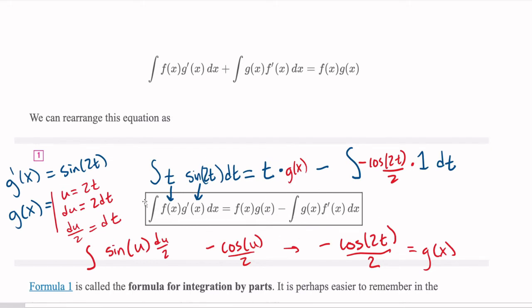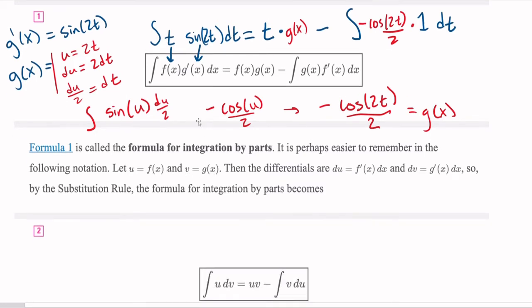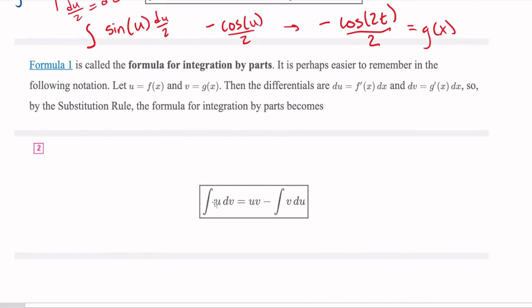Now, this formula might be a lot to remember. Often you're going to see this formula written in a different way, where we get rid of f of x and g of x and g prime, and we have a little substitution we do here just to make it easier sounding. So we say, let u be f and v be g, okay? And then this becomes the integral of u dv equals uv minus the integral of v du. This is what you need to remember.